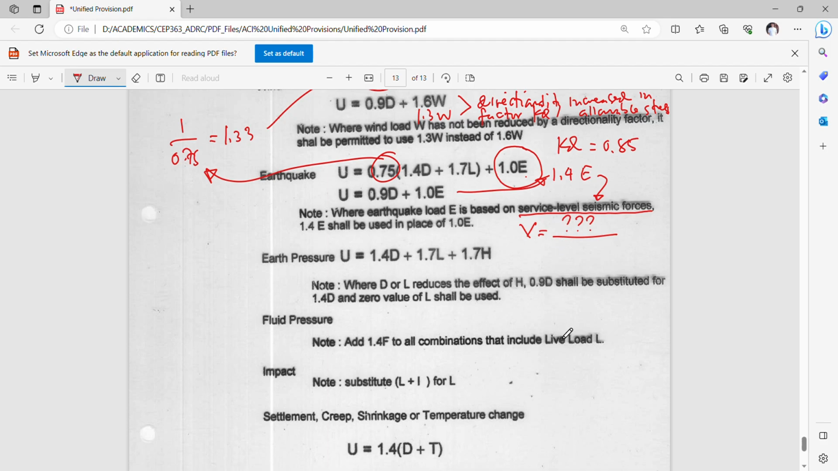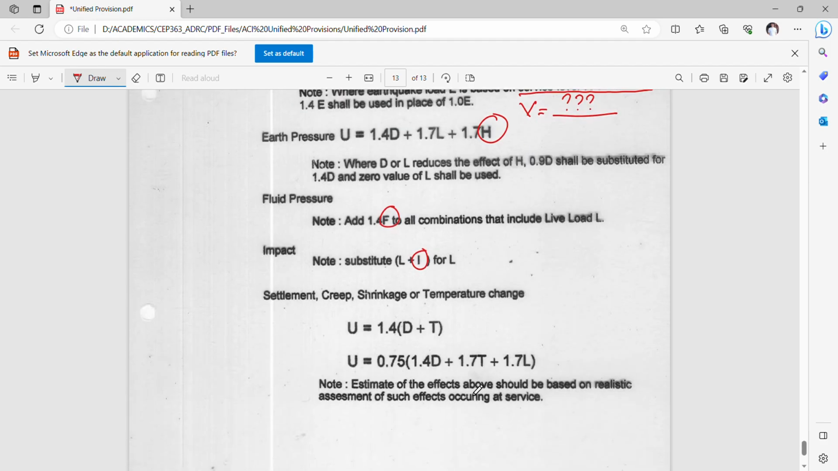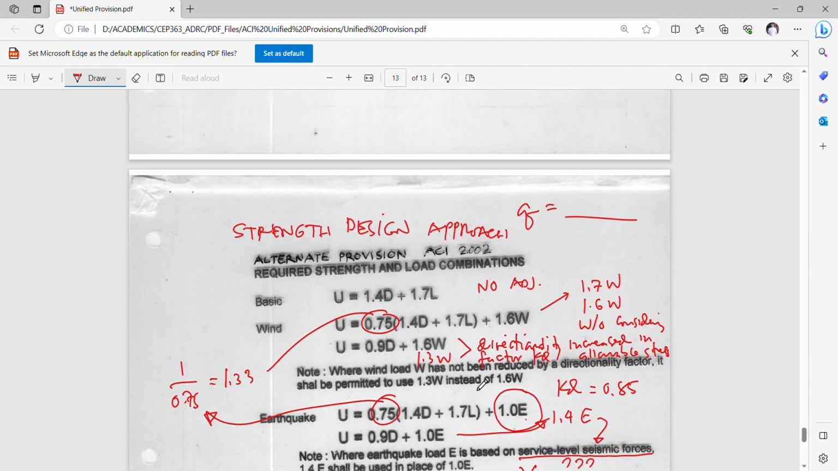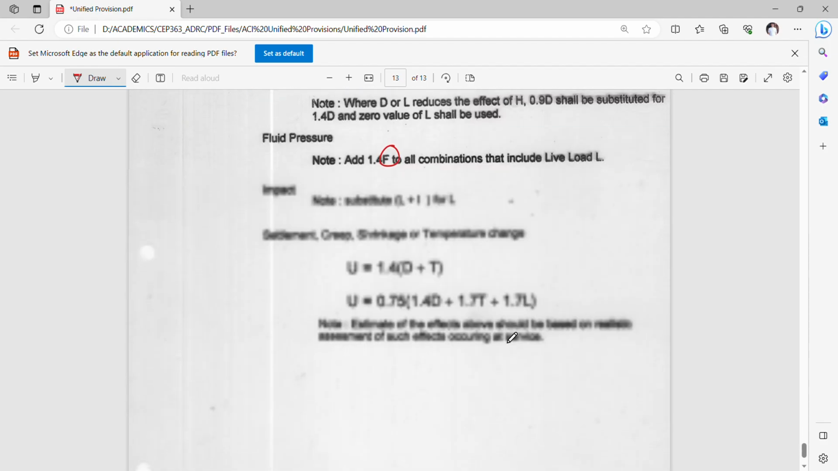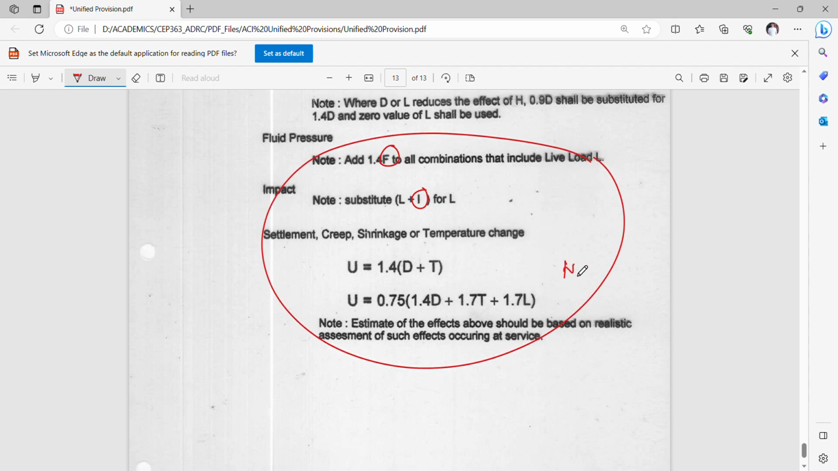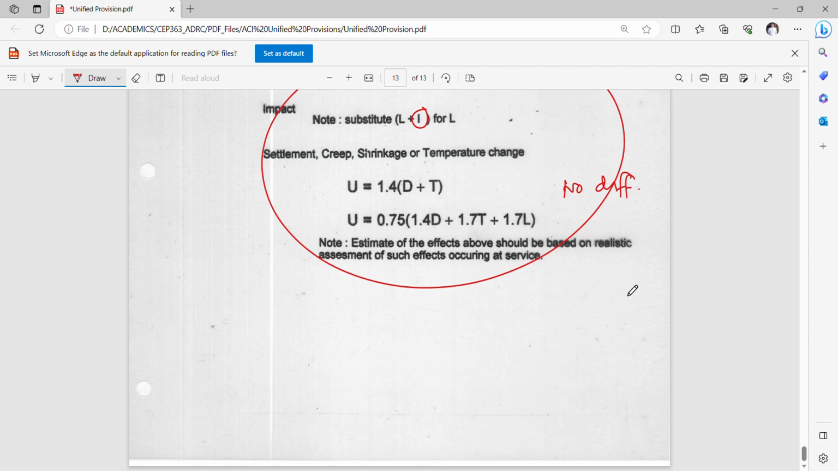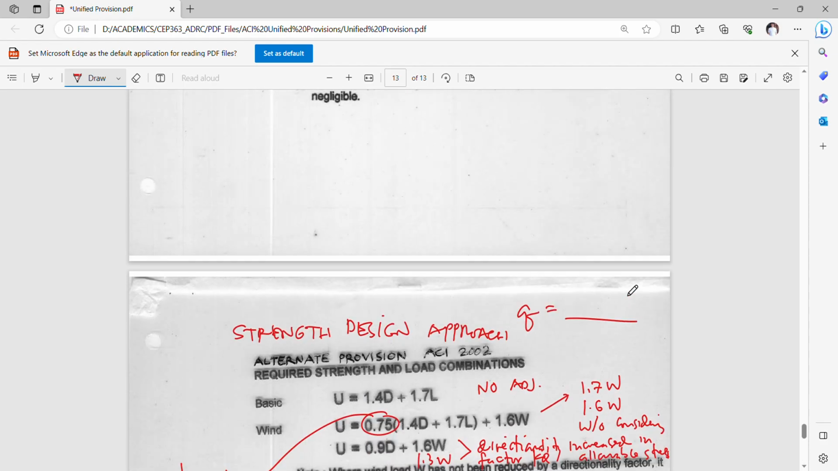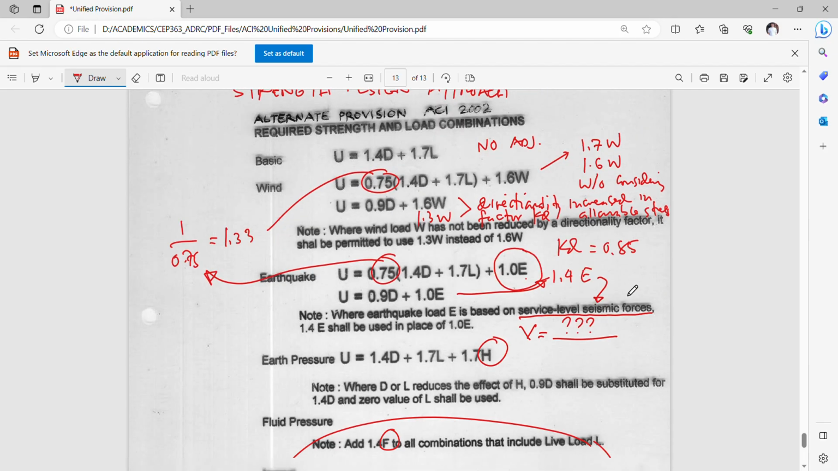So for earth pressure H, for fluid pressure F, for impact I, everything was just the same. Okay, I think there's no difference between this part here. Okay, so basically no difference. So that's it for the ACI 99 and 2002. So we will try to compare it with the newer code later.